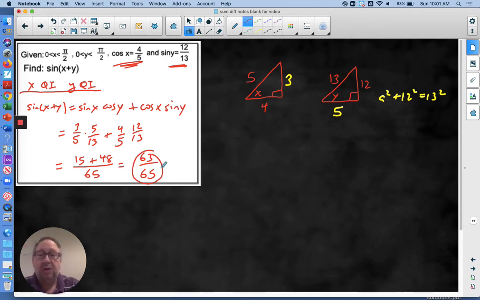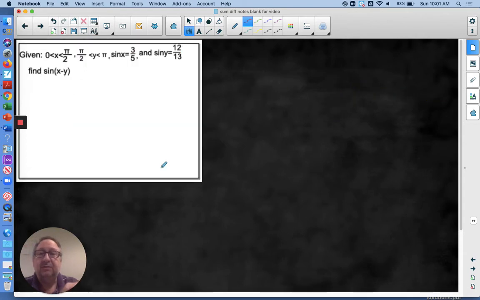We're going to look at one more, and then I'm going to move this over to a second video. Here we go again. Let's take a look at x's and y's and what we know about them. X is between 0 and pi over 2. X is quadrant 1. Y, however, is between pi over 2 and pi. That's quadrant 2. So y is a quadrant 2 angle.